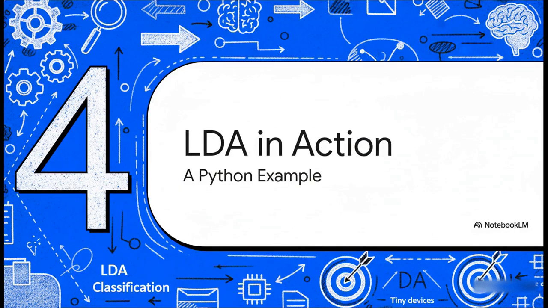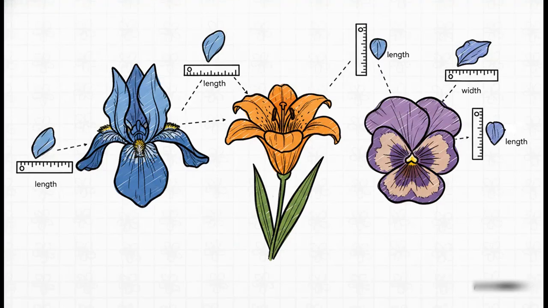Okay, so that's enough theory. Let's see this thing in action. We're going to walk through a classic real-world example using Python. For this, we're going to use the super famous iris dataset. It's honestly the perfect test case for LDA. We've got data for 150 flowers, and they belong to 3 different species. And for each flower, we have 4 measurements, 4 features like petal length and sepal width. Our goal? Use those 4 features to tell the 3 species apart.